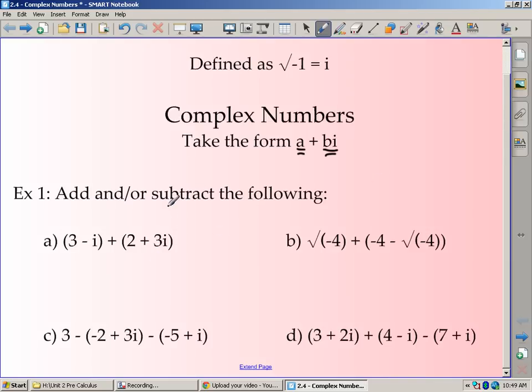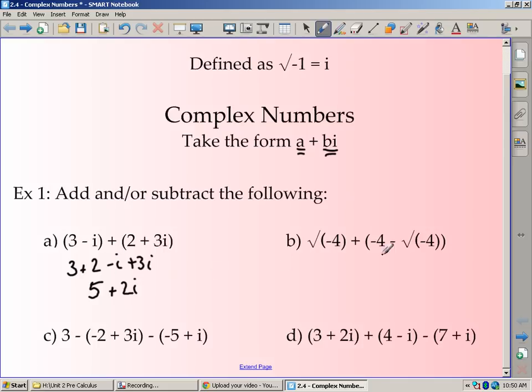Now we're going to add or subtract our complex numbers together. When you look at these, just treat i like a variable when we're adding them together. So combining my like terms, I'm going to say 3 plus 2 minus i plus 3i, just regrouping them. And so when I combine my like terms, I get 5 plus 2i, and that is the best I'm going to get for this addition.